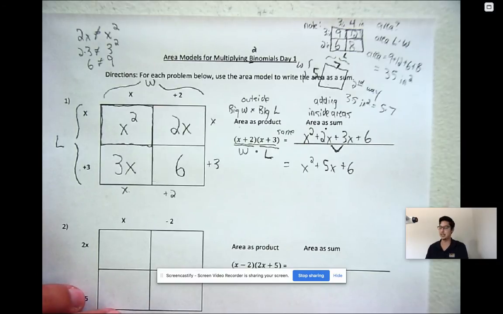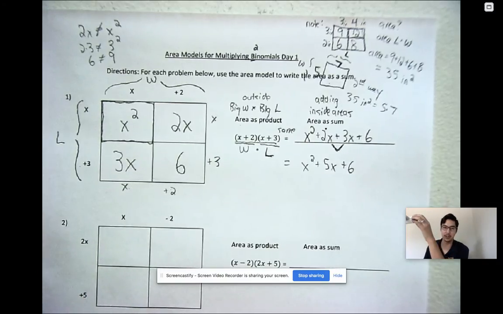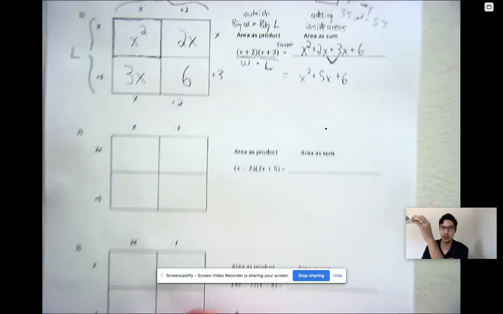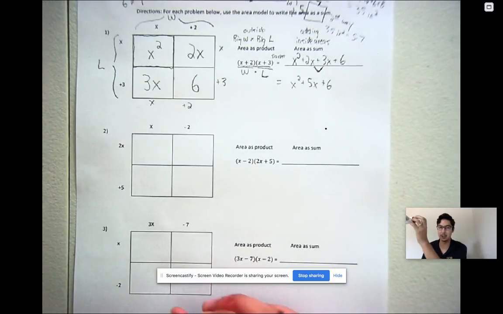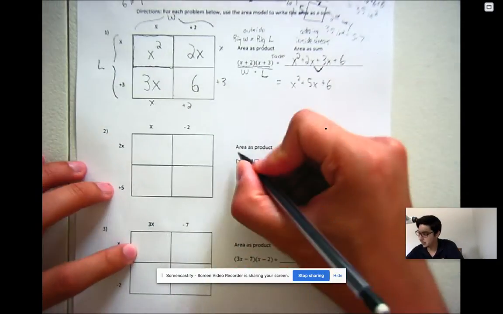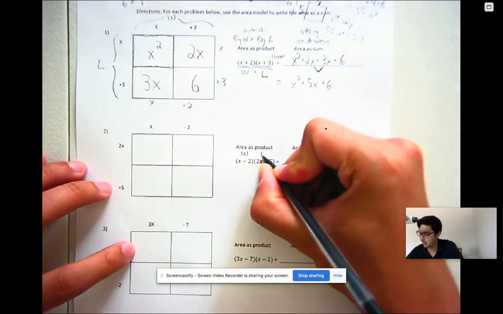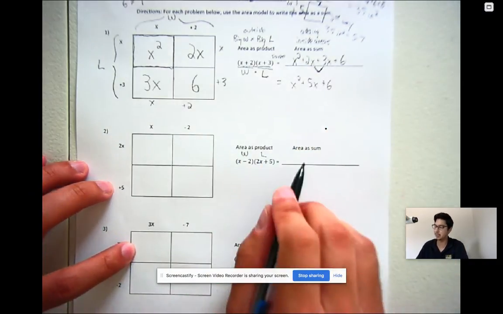Okay. Let's look at one more, and then hopefully you can use that to help you. I'm going to zoom out just a tad. All right, let's look at number 2. So we have areas of product. There's the width. There's the length. What's the areas of sum?